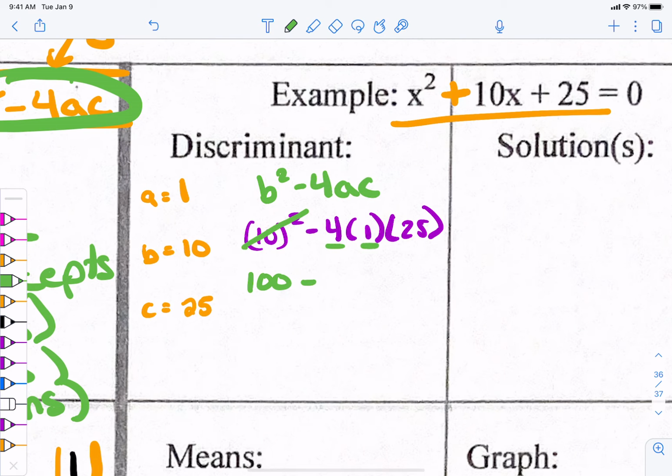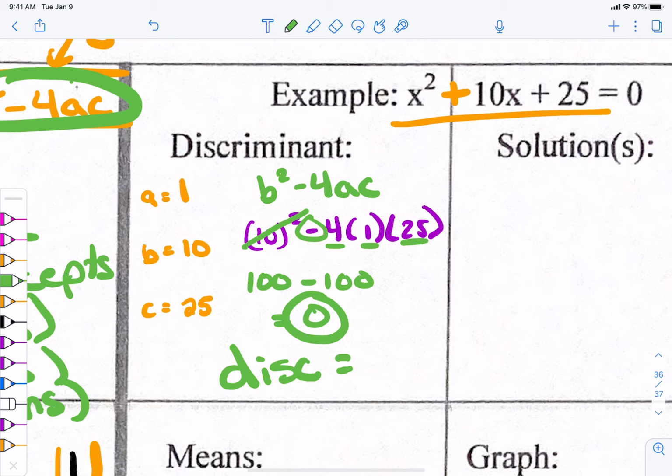Minus, what's 4 times 1 times 25? 100. Now, will that be a minus 100 or plus 100? Minus, right? Because there's only one negative right here. So what's 100 minus 100? 0. And so that means the discriminant is 0.